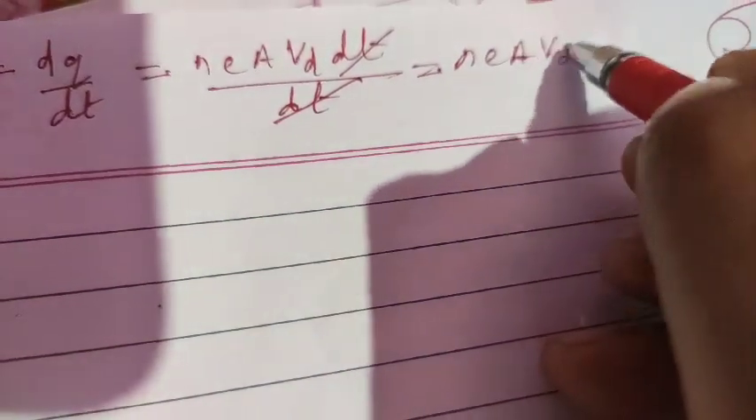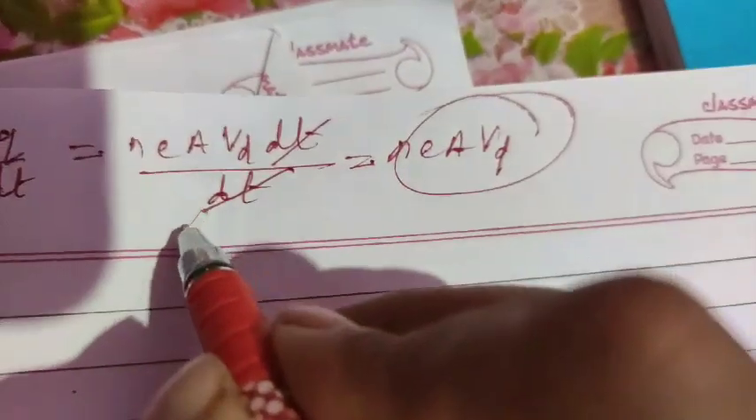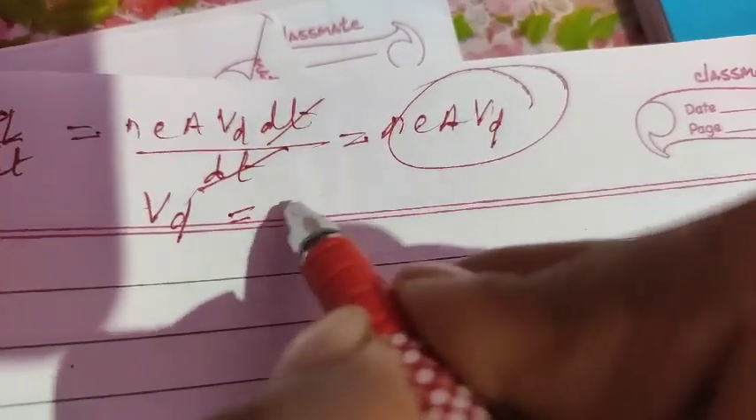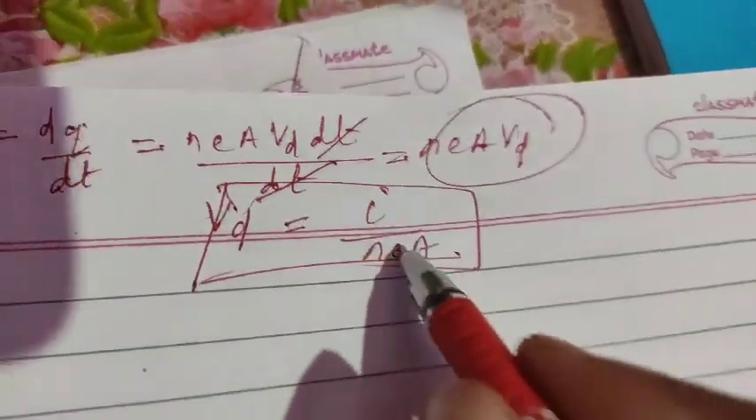Now you put the value. I is equal to dq by dt. So dq is how much? n e A Vd dt by dt. The dt will cancel, leaving n e A Vd. So this is the total current in a conductor. Clear to you? Now, what is Vd? Drift velocity. Vd is equal to I by n e A. This you can write.